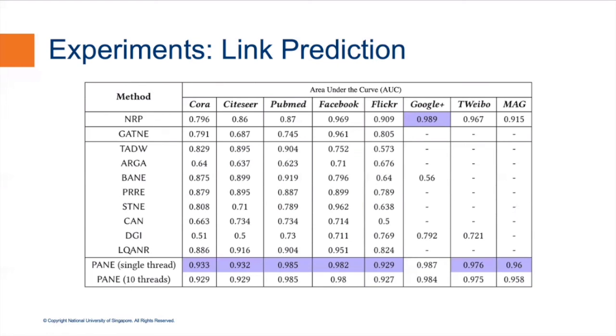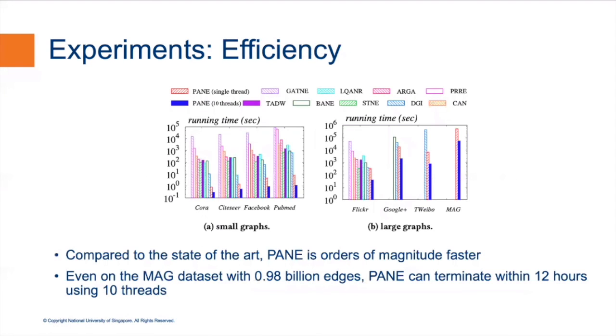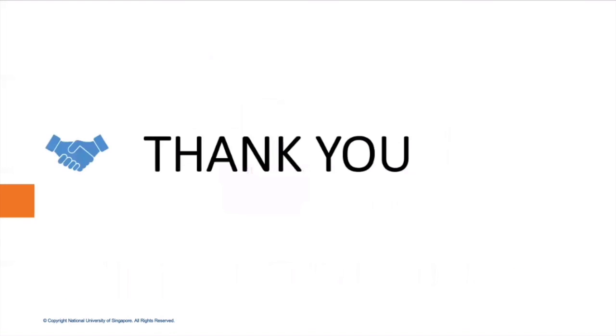The only exception is on the Google Plus dataset, where our solution is outperformed by a competing method by a very small margin. In the next set of experiments, we measure the running time of each method on all datasets. The y-axis here represents the running time in log scale. In general, our solution is orders of magnitude faster than competing methods. Even on this largest dataset with close to 1 billion edges, our solution can terminate within 12 hours using 10 threads. That's all. Thanks.